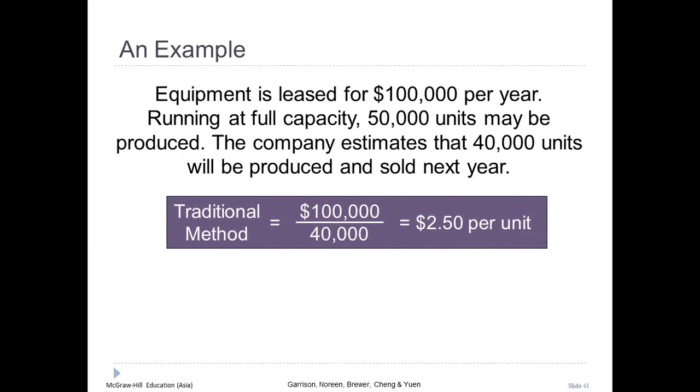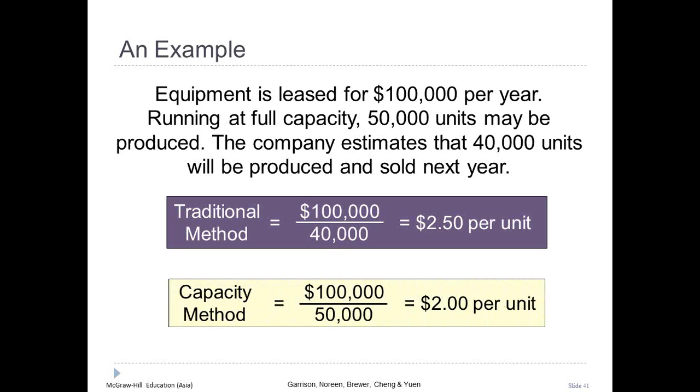Okay, well, the equipment's leased for $100,000, running at full capacity, 50,000 units may be produced. The company estimates 40,000 will be produced and sold. So, under the traditional method, the denominator is 40,000 units. The numerator is going to be $100,000, so $2.50 per unit. Under the capacity method, the denominator is different. It has 50,000 units. Traditional method, it has 40,000. So it's $2 per unit.